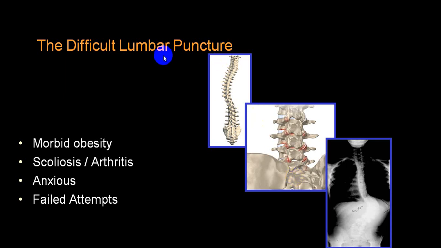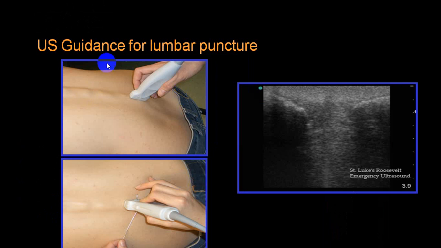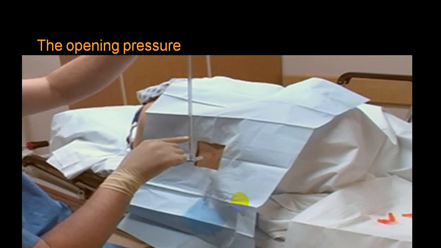You will find a difficulty in person with obesity, scoliosis, arthritis, particularly ankylosing spondylitis, non-cooperative person, anxious person, and if you get severe deformities, etc. You will get a failed attempt, and then you can utilize in this particular group of people ultrasound guided or CT guided. Best is ultrasound guided. That is very easy. You can do a lumbar puncture using an ultrasound. So that will guide your needle where you want to enter.